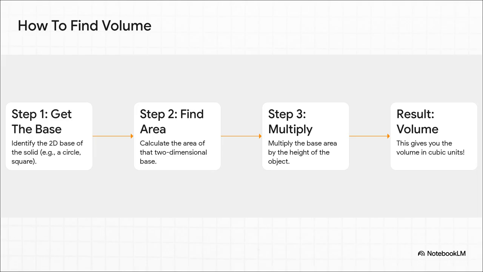Here's the secret. First, you find the area of the flat bottom of the object, the base. Got it? Then, you just multiply that area by how tall the object is. It's like you're taking that flat 2D area and just stacking it layer after layer all the way to the top. That stack, that's your volume.